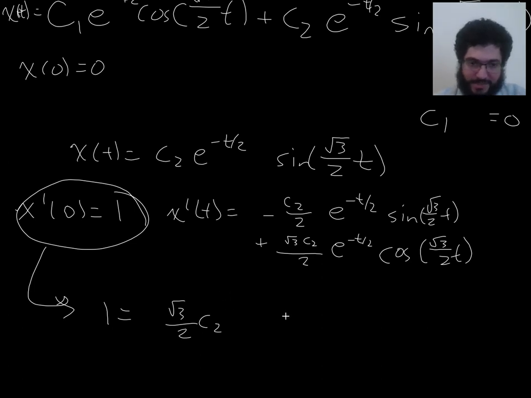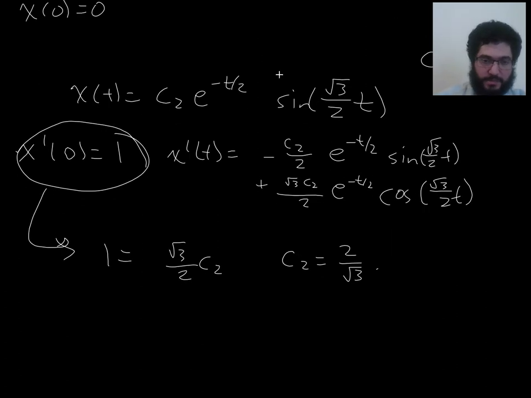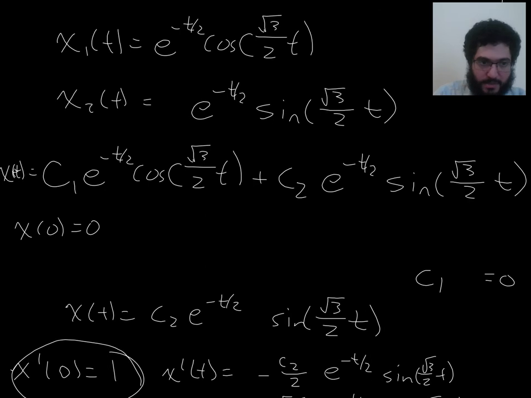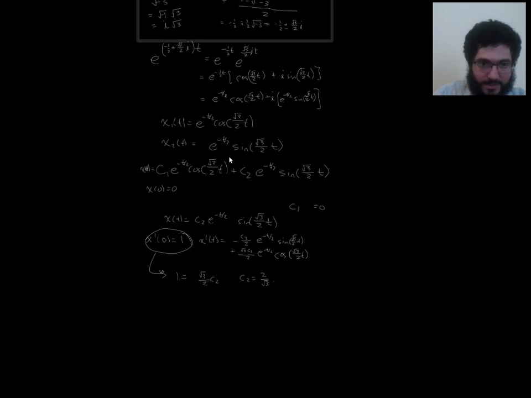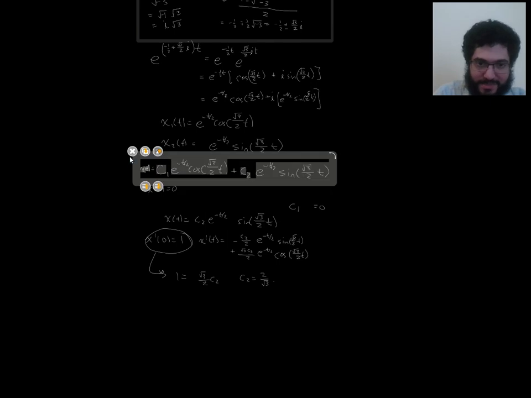Yeah, I think that's right. So then C2 is going to be 2 over root 3. Nice. So now I've got my particular solution. My particular solution is my general solution up here. So let me just copy and paste my general solution and then replace the coefficients.